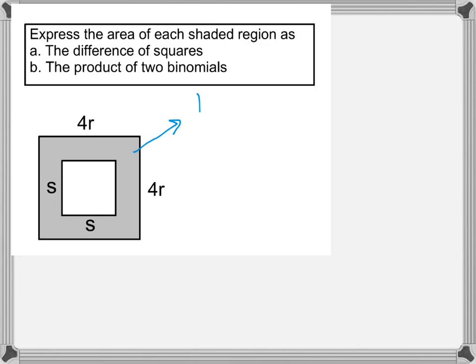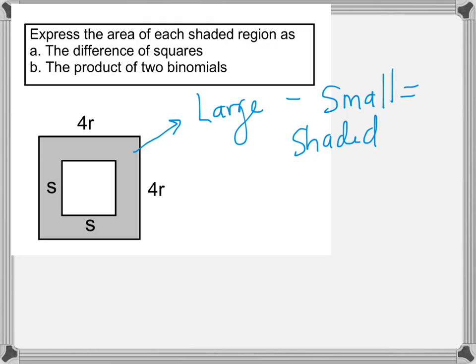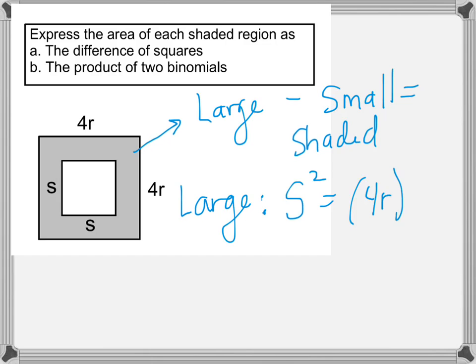So first you have to find the area of the large square. Then you have to find the area of the small square. And then you need to subtract the area of the small from the area of the large, and that will get you the area of the shaded region. Okay, the large square area. So remember, the area of a square is the side squared. So the side in our case is 4r. So we want to square that. That's going to be 16r squared.